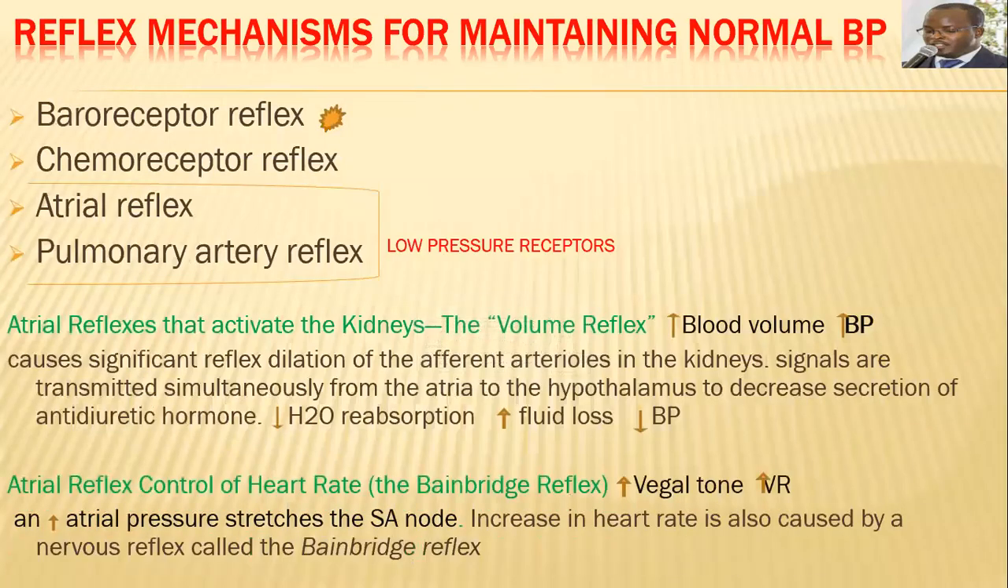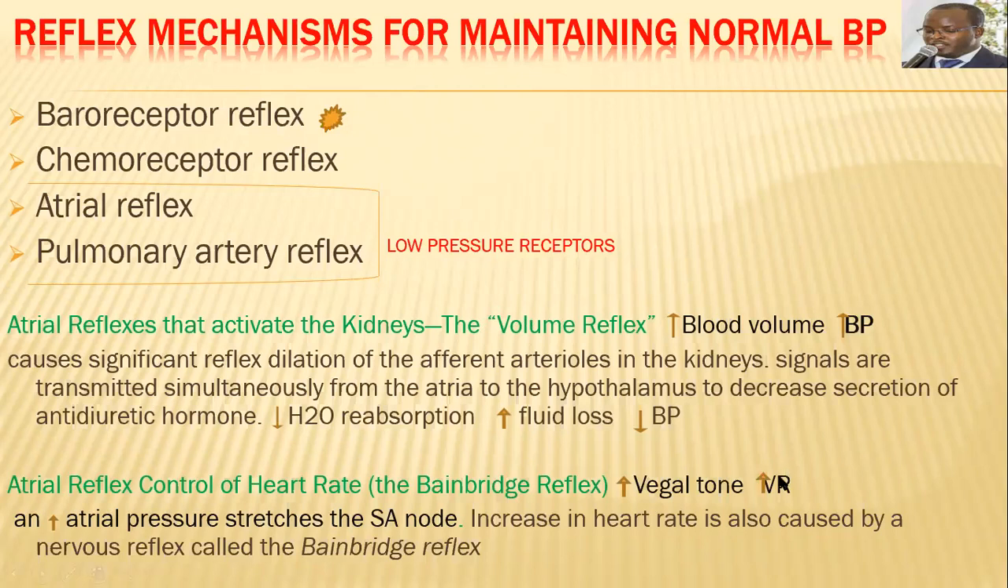Then you also have the atrial reflex control of heart rate. So now this is not the volume reflex of the atrial, but they are atrial reflexes that control the heart rate. It's also called the Bainbridge reflex. This Bainbridge reflex results in an increase in vagal tone. If you have an increase in vagal tone, you're going to have more dilatation, so the peripheral resistance is going to decrease to some extent. Then the venous return is also going to increase.